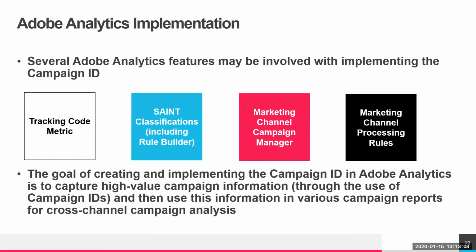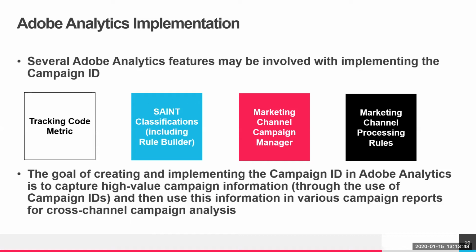In order to implement the campaign ID and associated campaign reporting, several Adobe Analytics features may be involved. They include the tracking code metric, which is also known as s.campaign. This is a standard metric available in Adobe Analytics and is the variable that should capture the raw campaign ID. Sync classifications, including Rule Builder. Adobe classifications enable users to parse out the raw campaign ID into meaningful and friendly subsets of data for analysis purposes. Marketing campaign channel manager and processing rules.